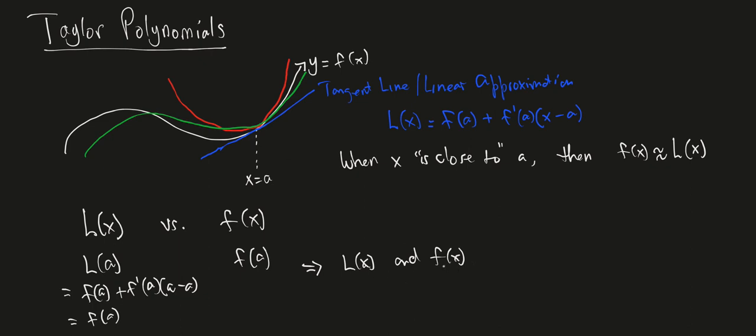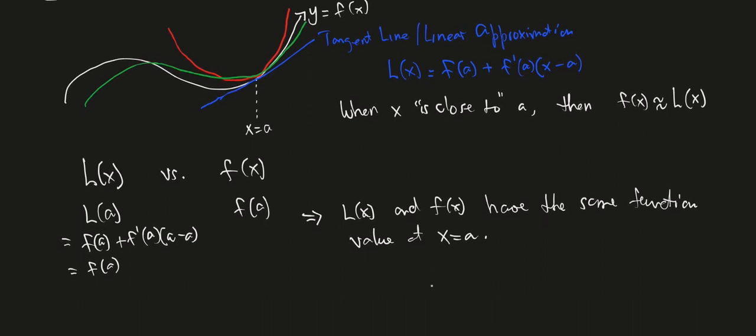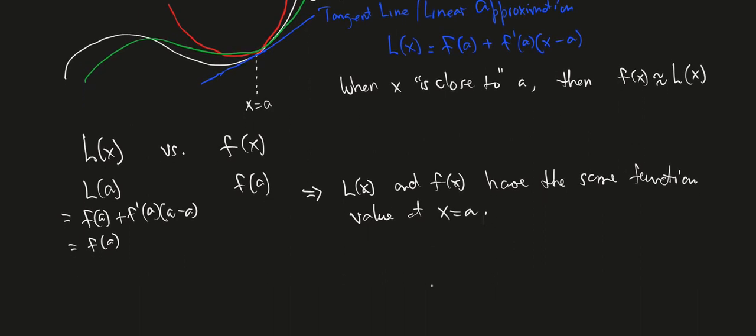So L of x and f of x have the same function value at x equals a, right? Okay, now let's look at the derivative of both of these at that point. So let's see what happens when we differentiate L, and then let's see when we differentiate f. The whole idea is that f has a derivative and so forth.